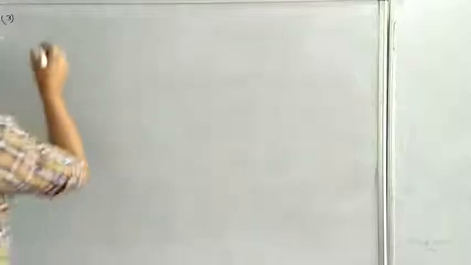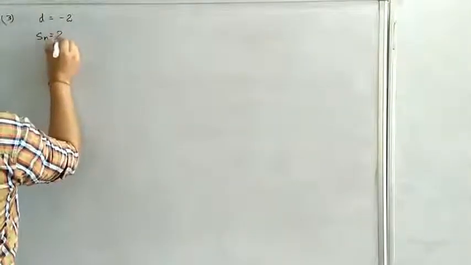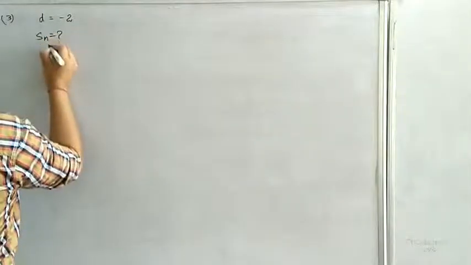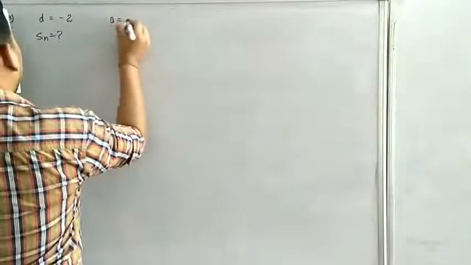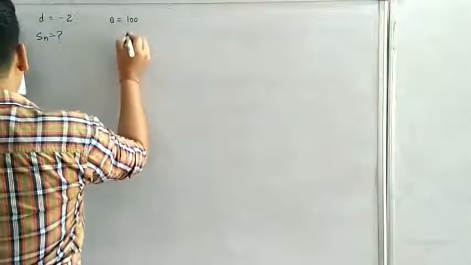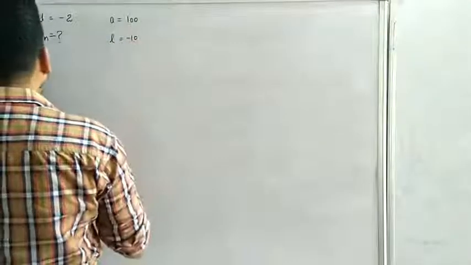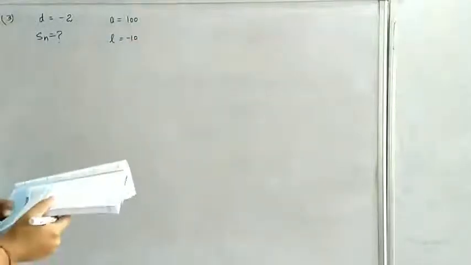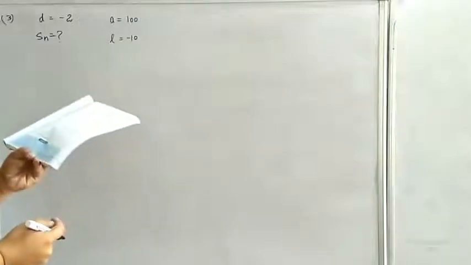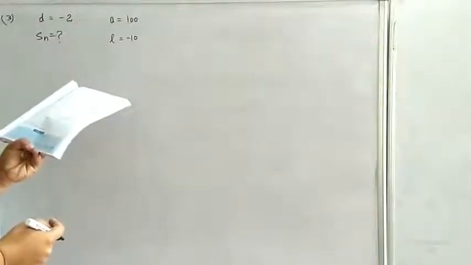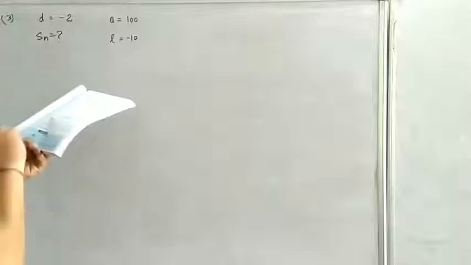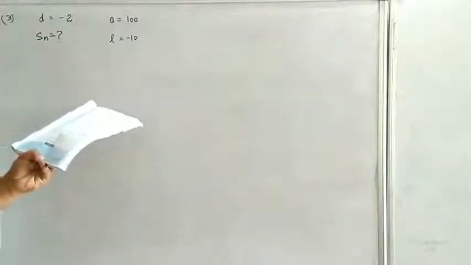Common difference of an AP. The sum is Sn. Calculate the sum if the first term is A, where A is equal to 100, and the last term is L, where L is equal to minus 10. Find its sum if the first term is 100 and the last term is minus 10.